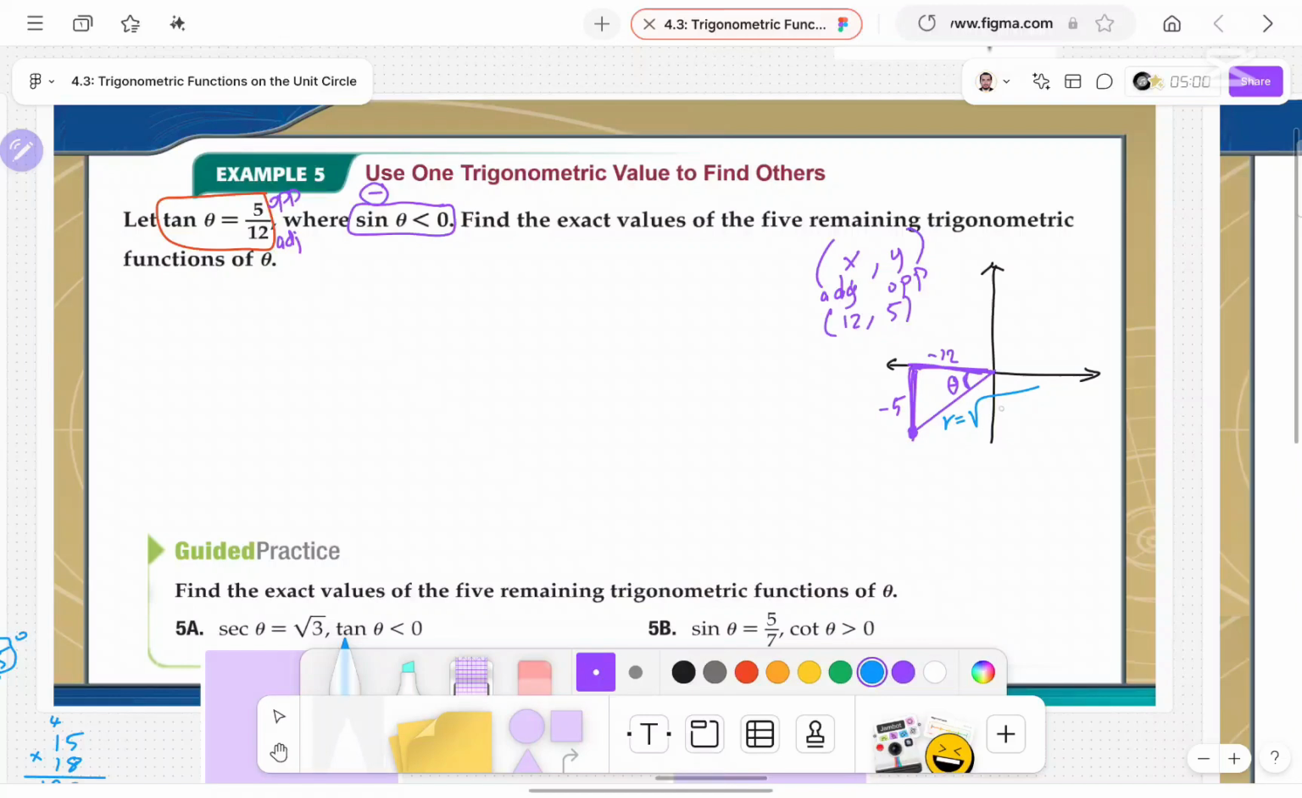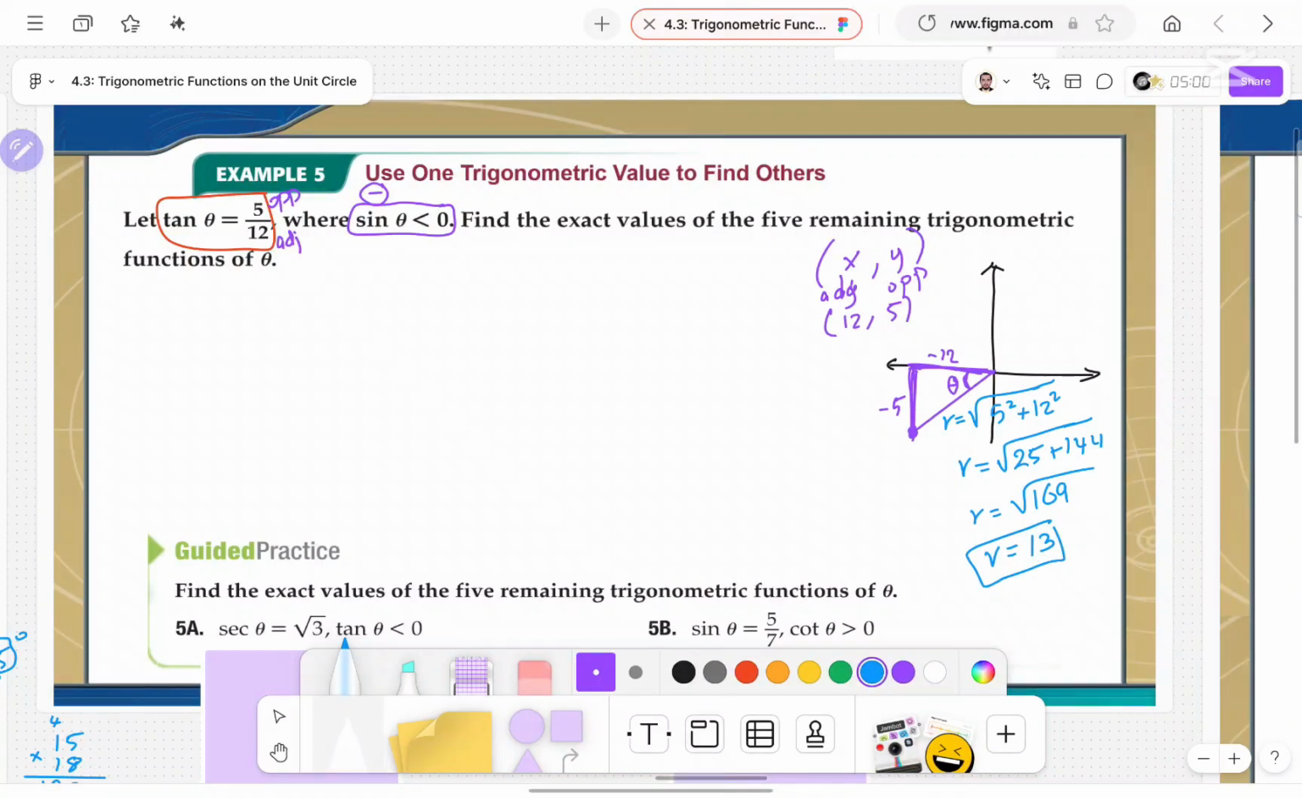So r is the square root of 5 squared plus 12 squared. It doesn't matter if you write negative 5 or negative 12, so let's find this. It will never affect the negative, because negative 5 squared stays 5 squared, and negative 12 squared stays 12 squared. So it will be the square root of 25 plus 144. So the answer is the square root of 169. So r is equal to 13.